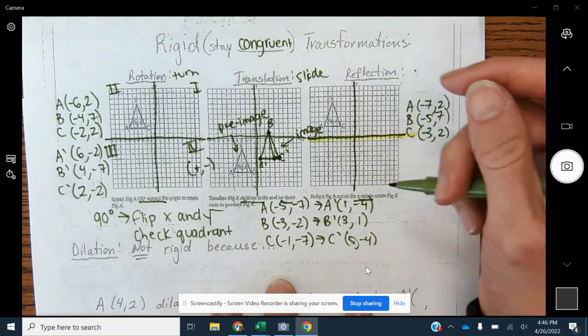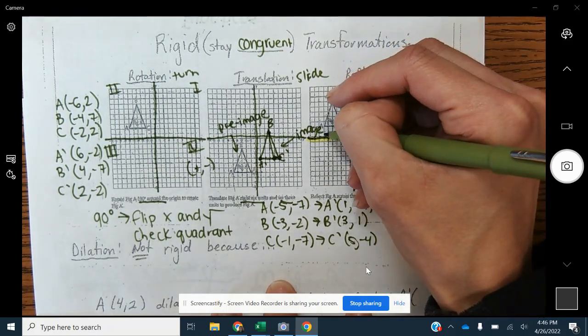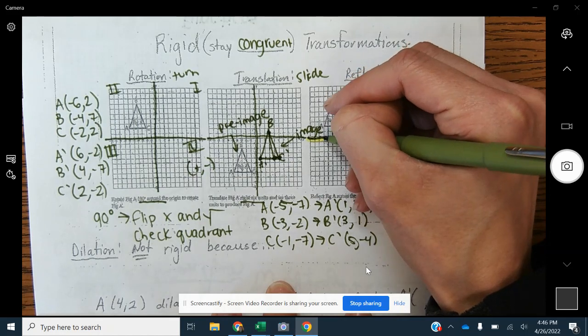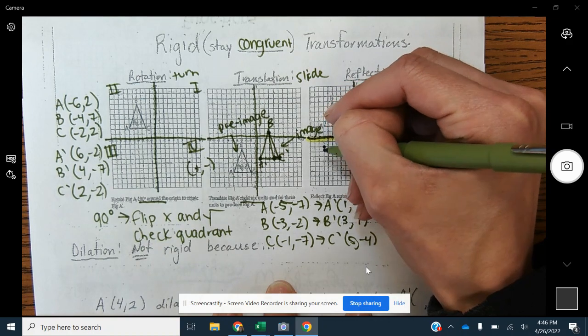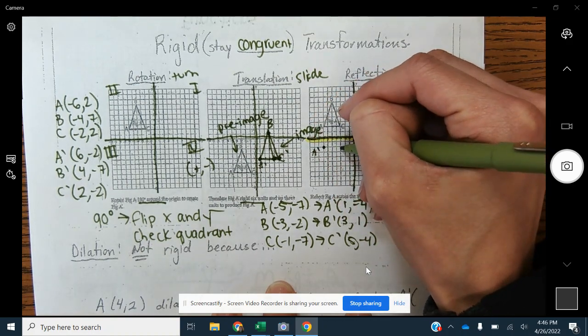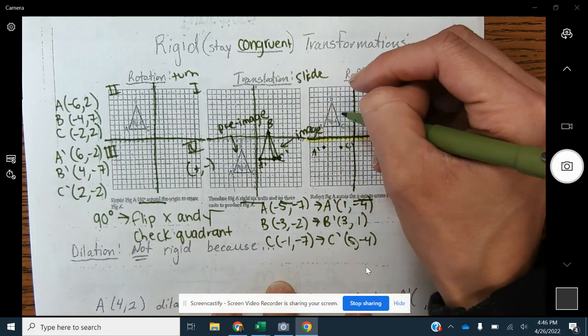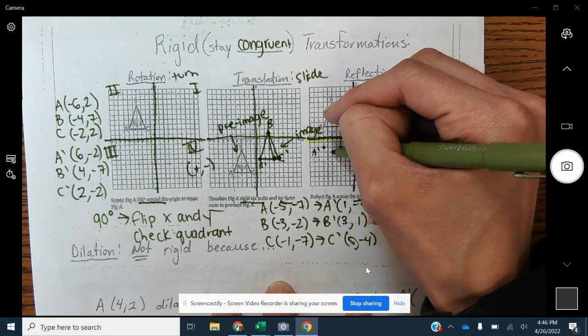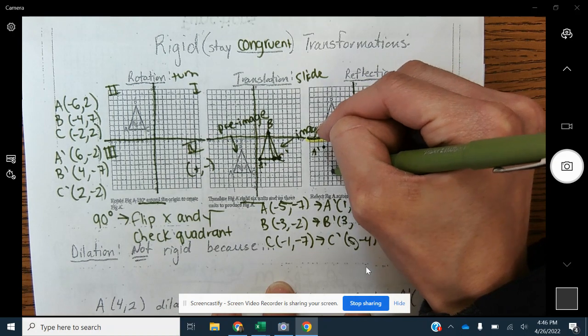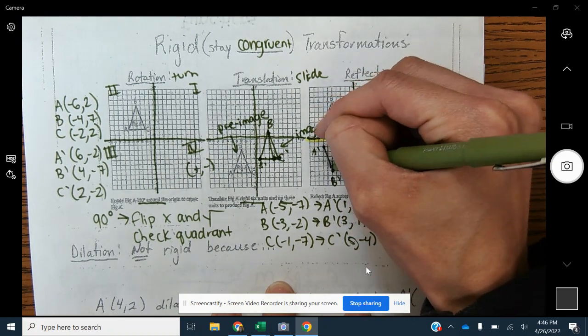Okay, when we reflect across the x-axis, we're just counting the same distance away from the axis that we're reflecting across. So A prime is going to be 2 below, C prime is going to be 2 below, and then B prime, it was 7 above, so we're going to go 7 below. 1, 2, 3, 4, 5, 6, 7, and that's B prime.